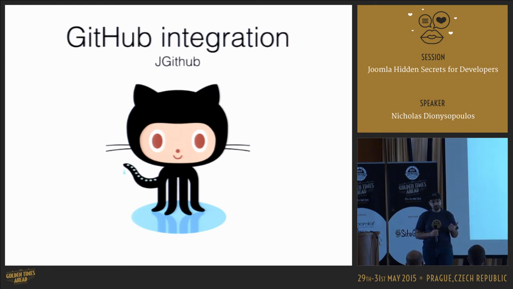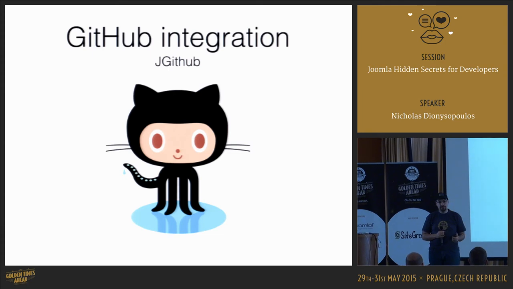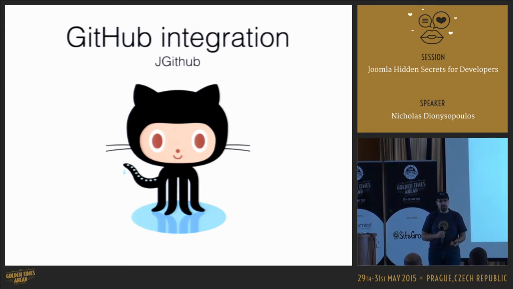You can even check out GitHub branches. You can make commits. You can roll back. So it's very possible to create your own custom solution to update your site through a GitHub repository instead of going through the ancient way of connecting through FTP or SFTP and uploading files.